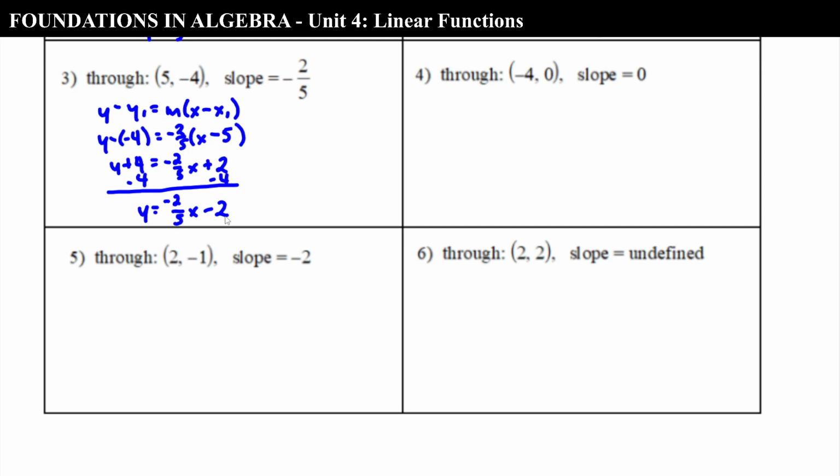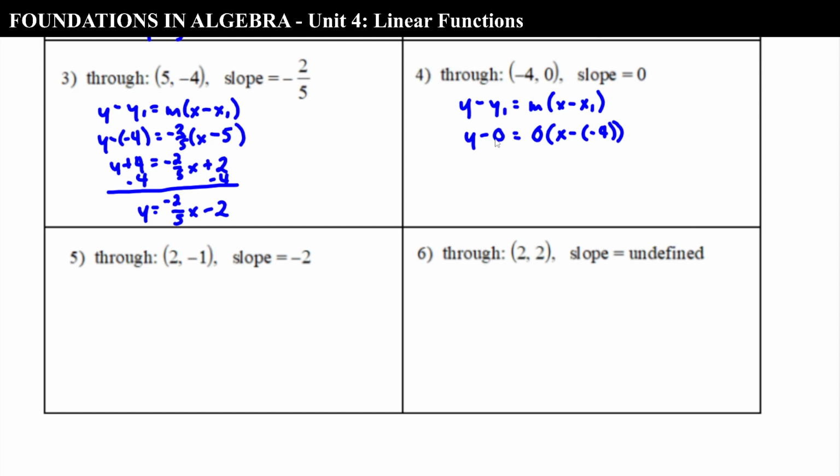For number 4, we have our point, negative 4, 0, and our slope of 0. So this one, let's put it into point slope form and see what we get. y minus y1 equals m times x minus x1. Well, y1 is 0. Our slope is 0. And we don't even have to distribute this, because 0 times anything is going to give us 0.